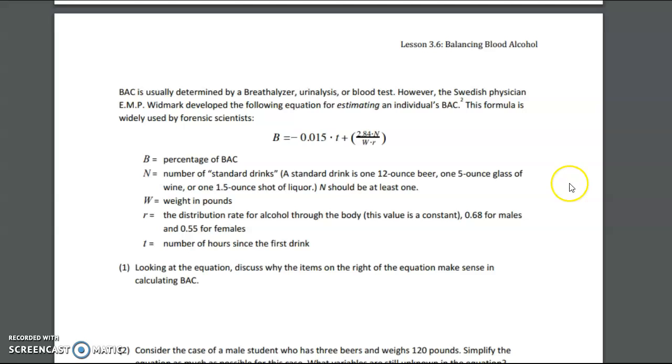B is the percent of blood alcohol in the body. N is the number of standard drinks. That's a 12-ounce beer, 5-ounce glass of wine, or a 1.5-ounce shot of liquor. In order to use this formula, N should be at least 1. W is the weight in pounds of the individual. R is the distribution rate. It differs for males versus females, so it's 0.68 for male and 0.55 for a female. T is the number of hours since the first drink was consumed.